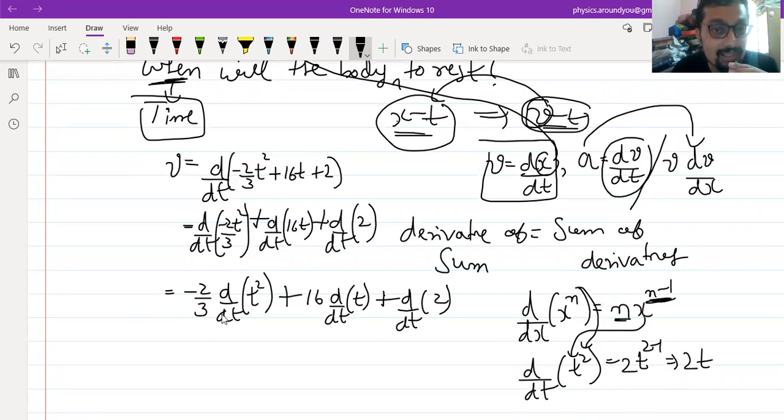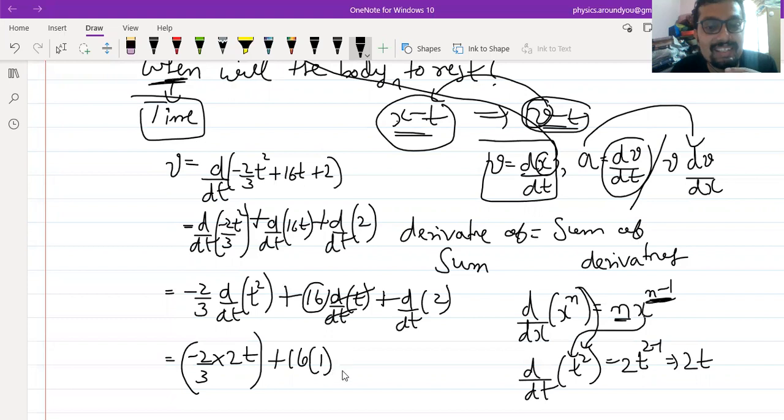So what will I put here? Minus 2 by 3 into 2t. I got the first term. How will I get the next term? This is the easiest thing you can do. dt cancels with dt and you're left with only 16. The next one is even easier.